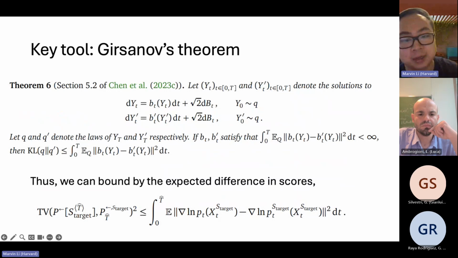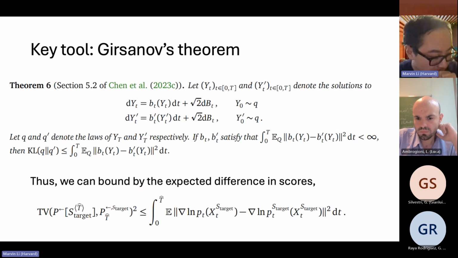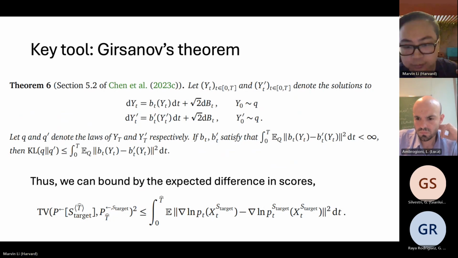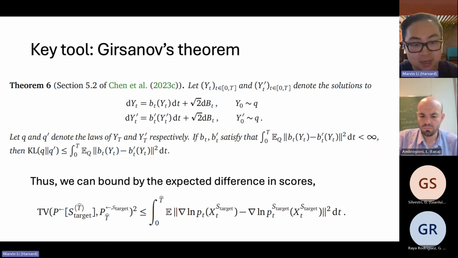What theorem 6 is basically, let's say we have a diffusion model sampled from 0 to T, and you have two reverse processes, both initialized at the same place, but one uses b and the other uses b prime as a score.